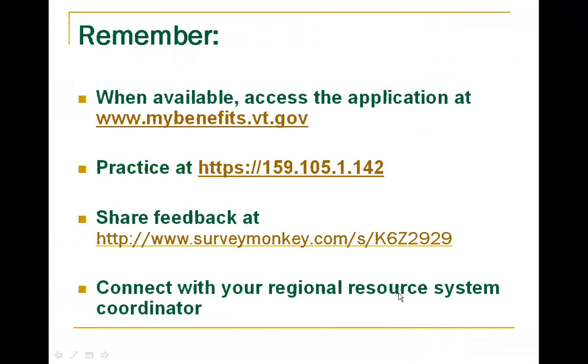Just a few things to remember before we end this tutorial. When available, access the online application at www.mybenefits.vt.gov. That is how applicants and service providers will get to the application. But in the meantime, you can practice using the online application on the training website, https://159.105.1.142.